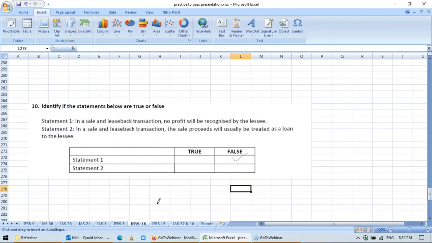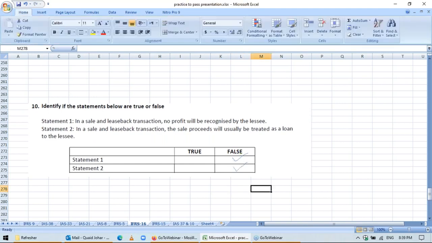Then, secondly, the second statement says that in a sale and leaseback transaction, the sale proceeds will usually be treated as a loan. It's not usually treated as a loan. Sometimes it is a sale, like in question number 4. But in question 5, the whole proceeds were a loan. So this is also false. In many cases, it's not a loan when some of the portion is retained, right? So both of these are false. Okay, students. So that's the end of the leases portion. Now move on to IFRS 15.